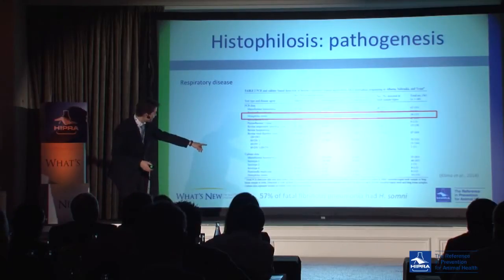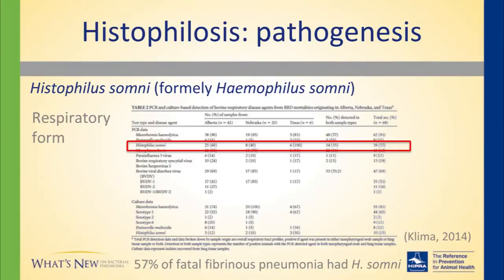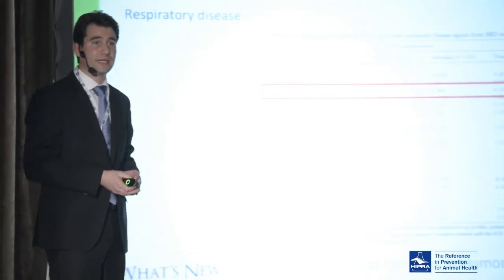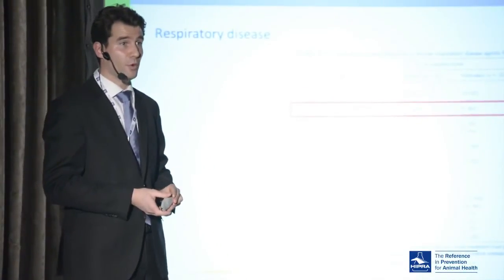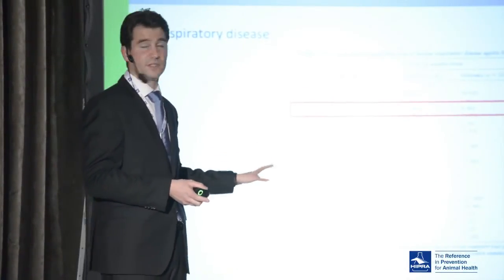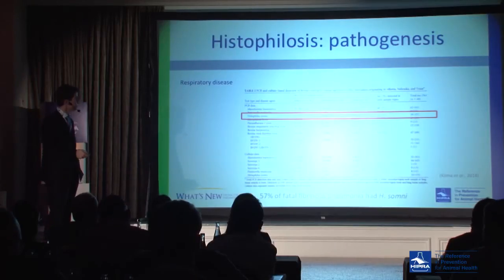What is also interesting is if you look down, here it's the H. somni isolation by culture, as only 15% of the lungs were positive by culture, whereas 57% were positive by PCR. So I won't talk more about the detectability of H. somni, but that could be a reason for why we don't find H. somni more often, because culture has a lack of sensitivity, and I think that will be covered by Dr. Maldonado a little bit later.